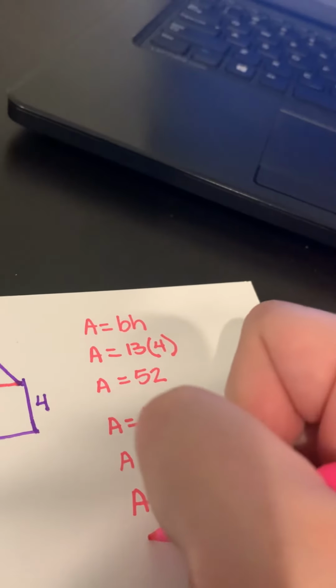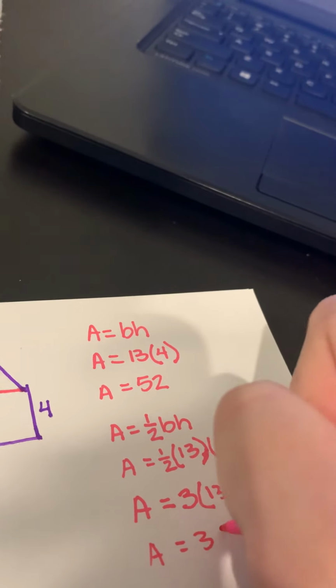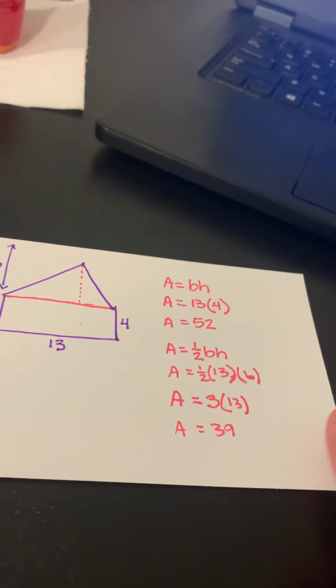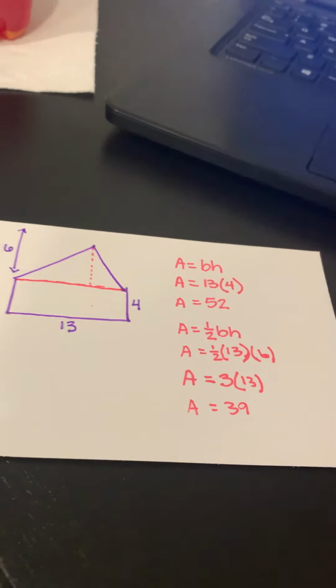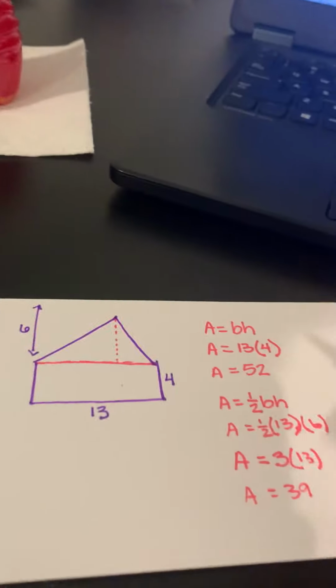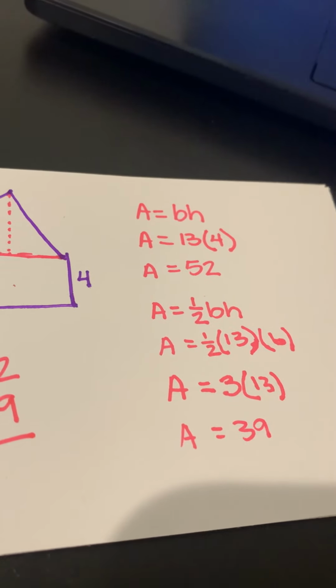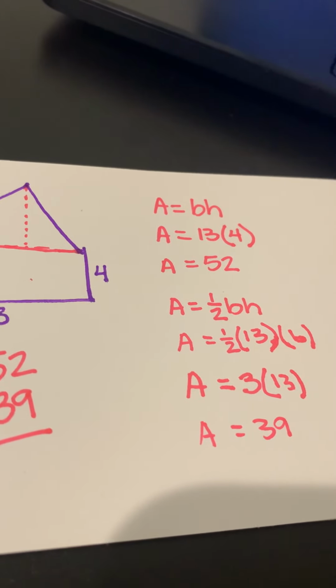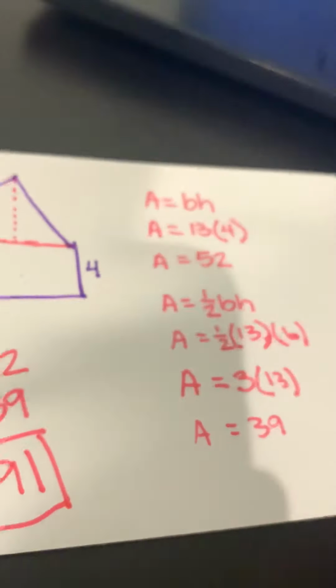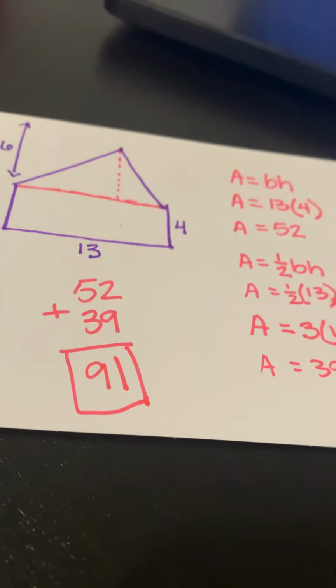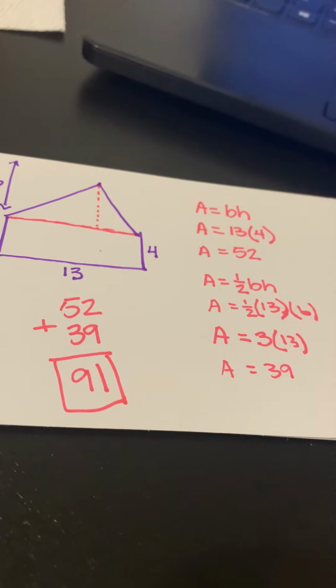And I get 39. So now I have the area of the triangle. Remember, these were being added together. So what I'm going to do is 52 plus 39, and I get 91. So the total area of that image is 91.